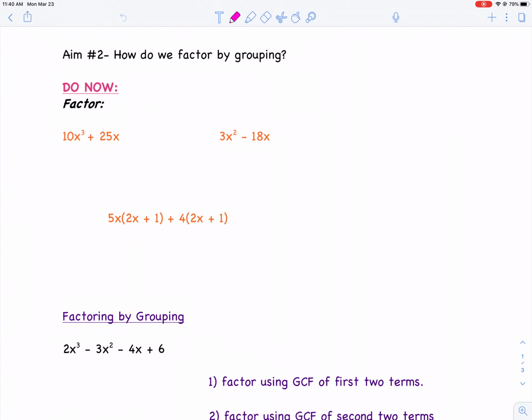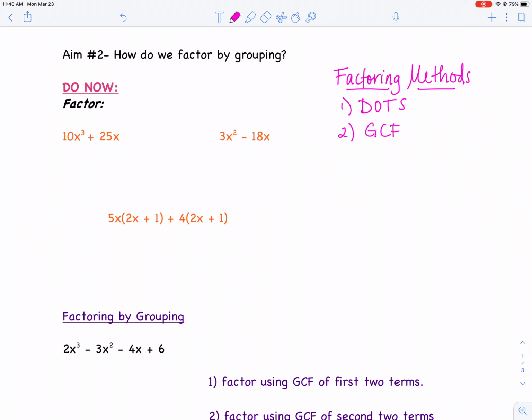Hi everybody, I'm back again for your next lesson on factoring. So far you've learned two types of factoring methods, okay? So far our factoring methods include 1, the difference of two perfect squares, and 2, greatest common factor.